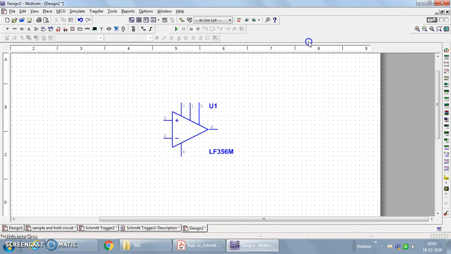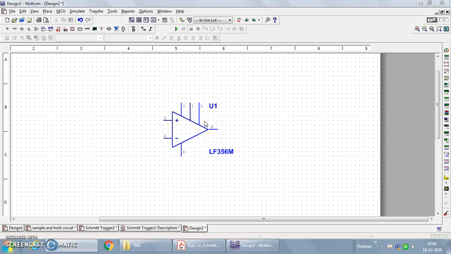So this is the IC, with the pin numbers. For this IC, pin number 1 is the offset null pin, which is used to remove the offset voltages and balance the input voltage. Then pin number 2 is the inverting input terminal, and pin 3 is the non-inverting input terminal. At pin number 6 we will take the output.